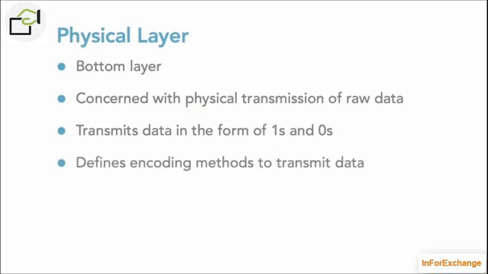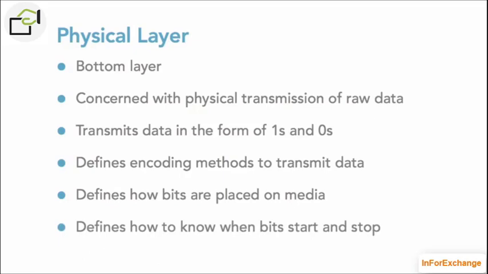In order to define the digital transmission, the physical layer also has to define the encoding method used to transmit the ones and zeros. In order to define the method to encode the ones and zeros, the physical layer has to also define how the bits are placed on the media, and it defines different ways to place bits on different media depending on the type of media being used. Finally, the physical layer, when it comes to defining how data is encoded onto the media, also has to define how bits start and stop.